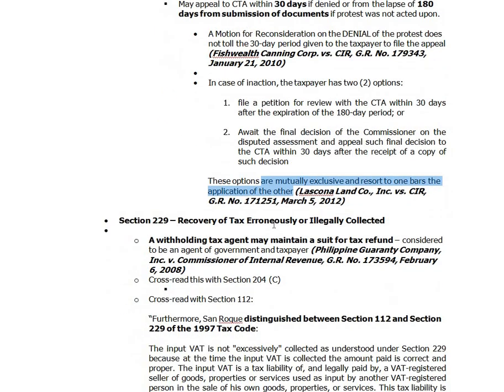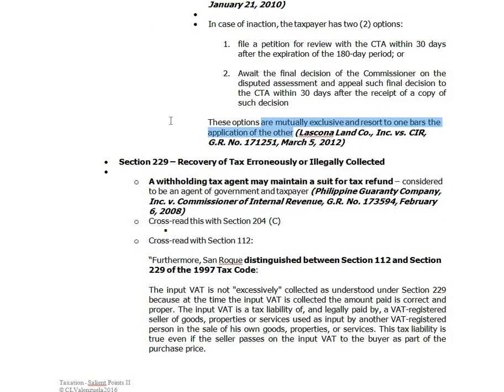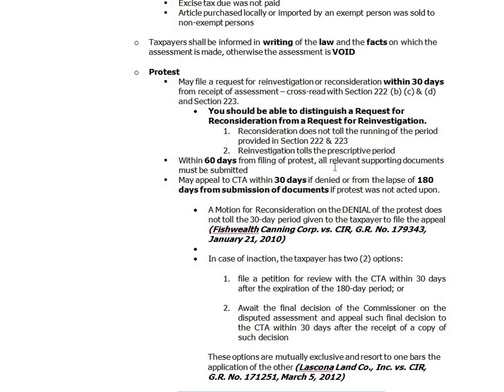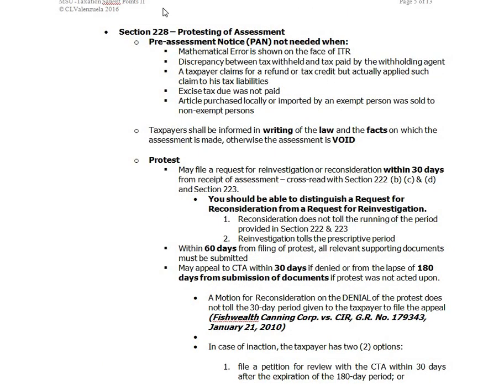Next, we will discuss Section 229. This is all about recovery of tax erroneously or illegally collected. I hope you understand. I know by now you should have understood this Section 228. Okay?